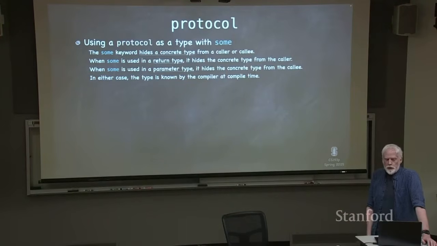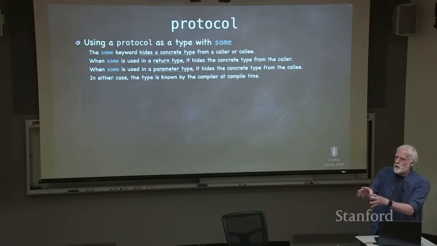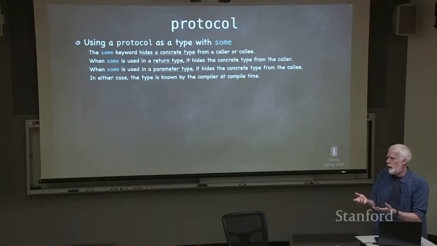Let's talk about some first. The some keyword is used to hide a concrete type, either from the caller of a function or from the callee. One of the two has the actual type that's implementing the protocol hidden. Hiding a type has a lot of advantages because it allows one side, either the callee or the caller, to have flexibility to do what they want in terms of a concrete implementation of that protocol, without forcing the other side to have to adapt to that and be constrained by it, you see? So let's talk about these two cases.